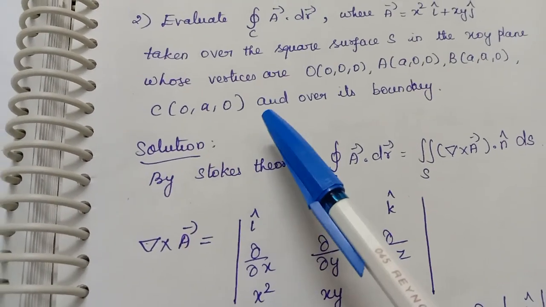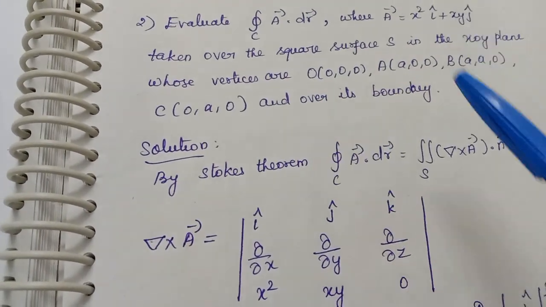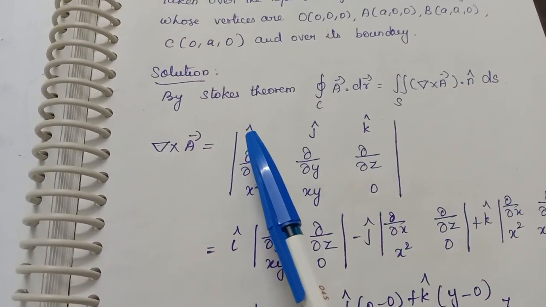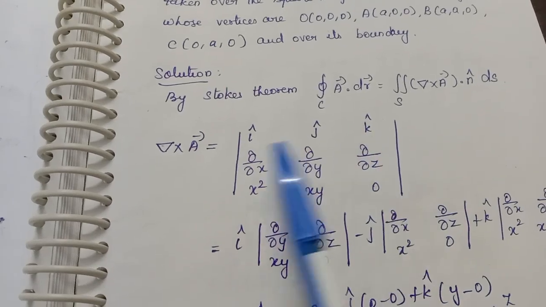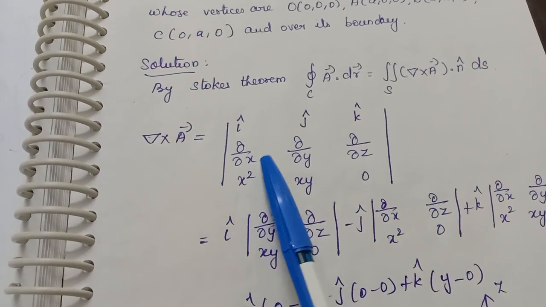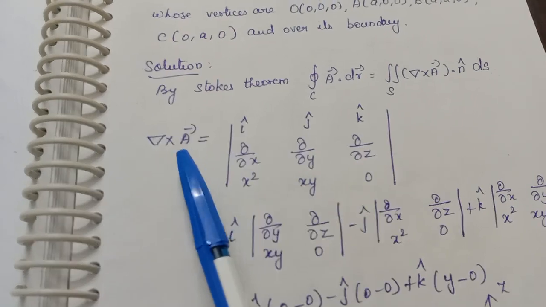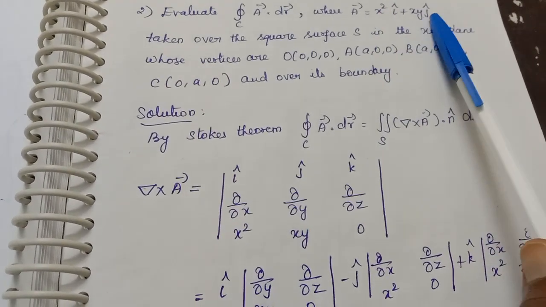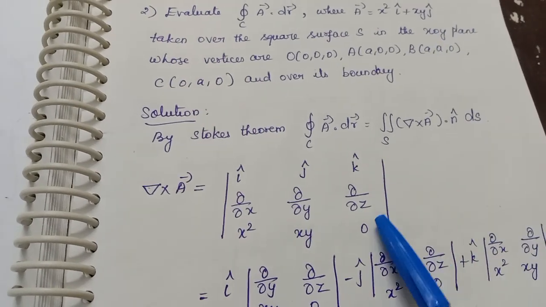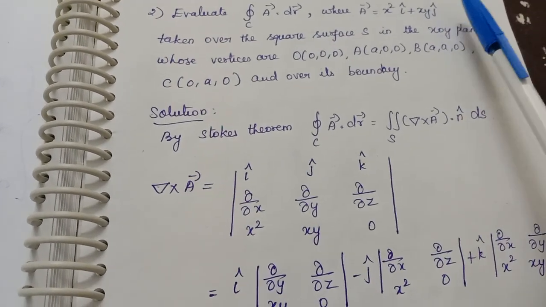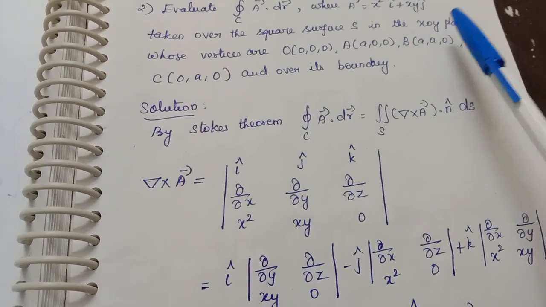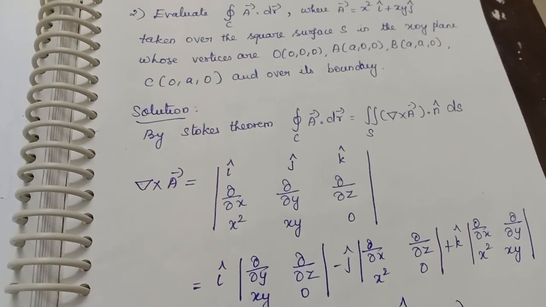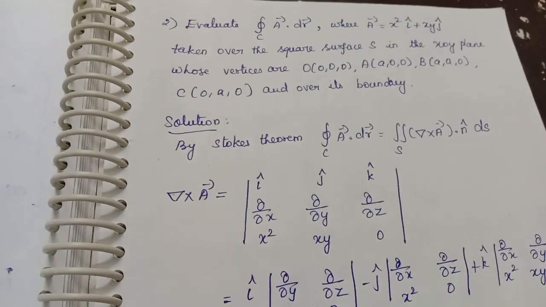Now we are going to use Stokes theorem here. Let's find curl A. Curl A equals, as usual, the unit vectors i, j, k in the first row, the components of del in the second row, ∂/∂x, ∂/∂y, ∂/∂z, and the components of A in the last row. The components of A are x² and xy, and there is no k component, so it will be 0. Why is there no z component? Because this is taken in the xy plane. Whenever you take any point in the xy plane, the value of z is 0, so there is no z term here.